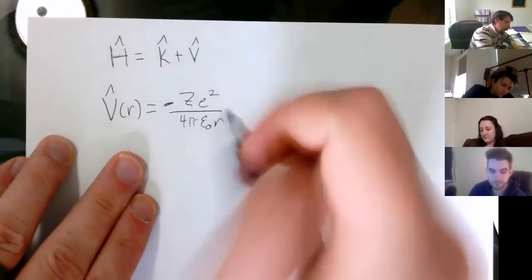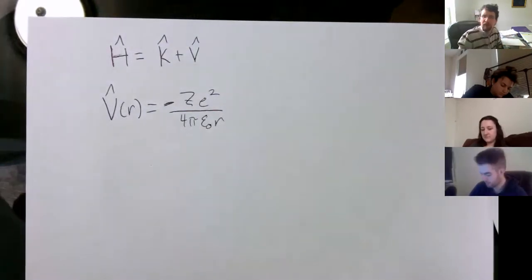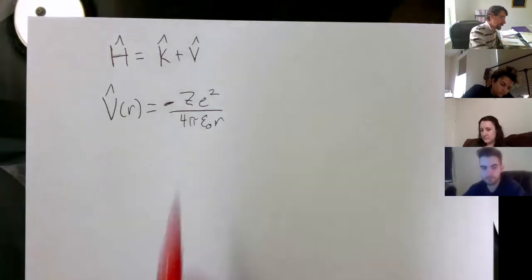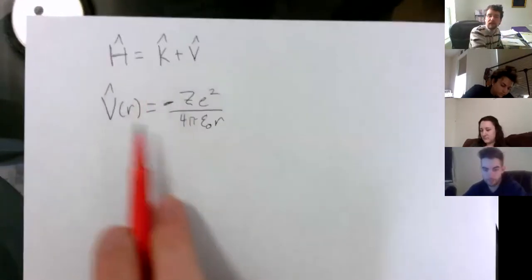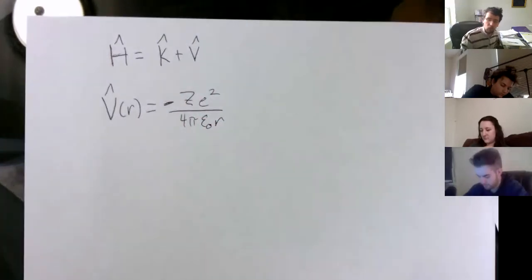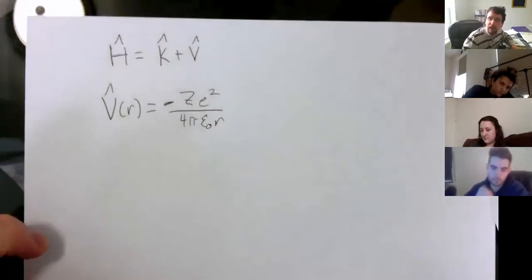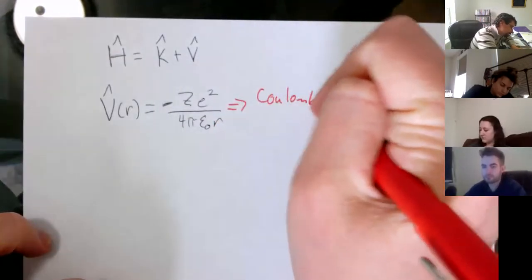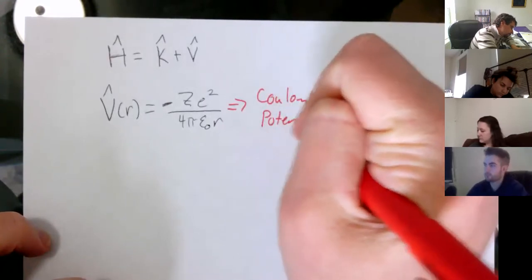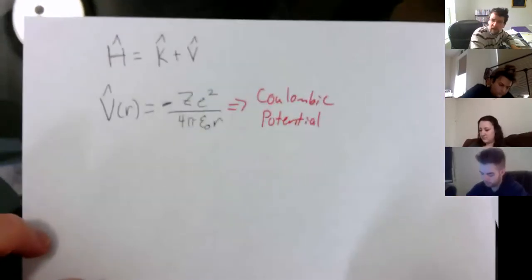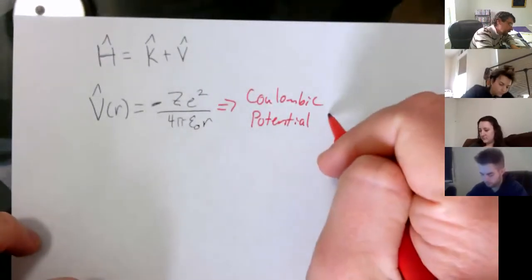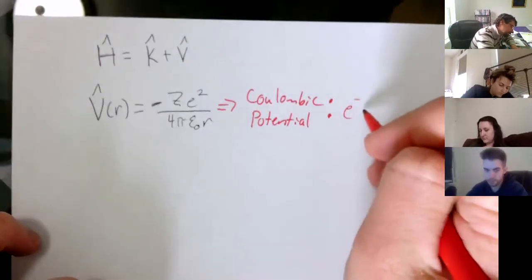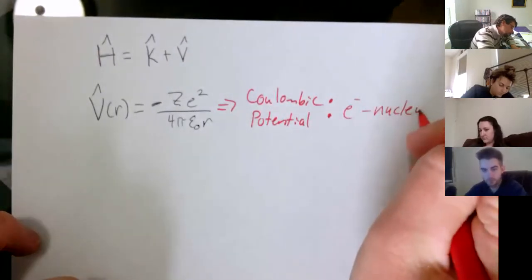And what is this? What does this part describe? Permittivity of free space, that's what that epsilon does. And the whole thing is the Coulombic potential. And what is it describing, what interaction? The electron to nucleus forces.